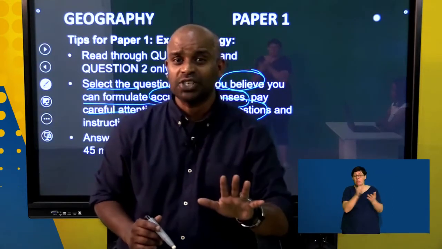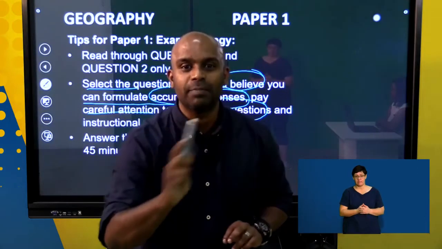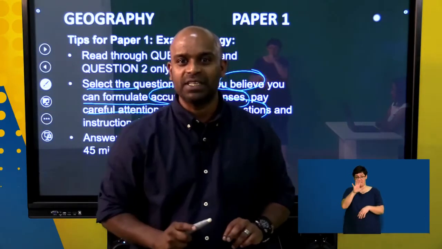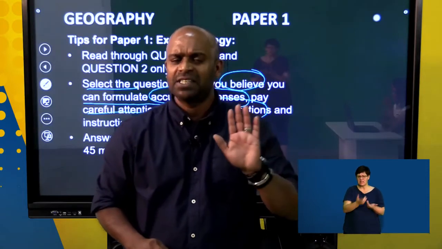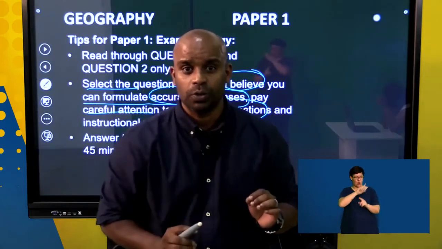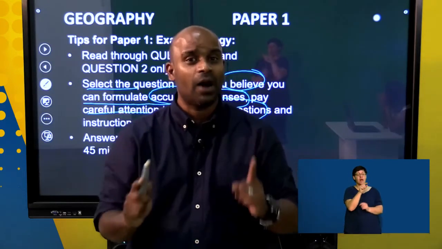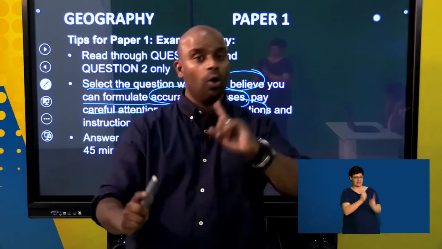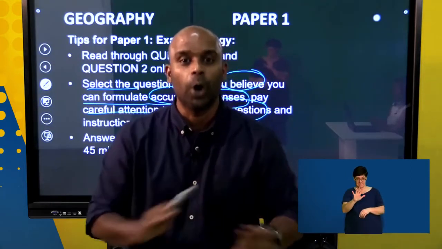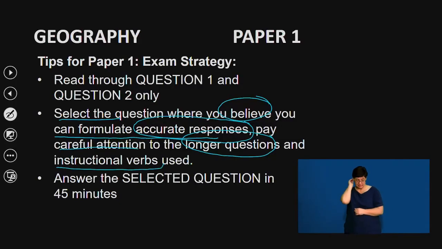So dependent on your selection, you will answer that question in 45 minutes. Only 45 minutes. So what does that mean? I've spent 10 minutes familiarizing myself with question 1 and 2. I've made a selection, and within 45 minutes, I'm now able to answer either 1 or 2, not both. Are we together? And remember now, we're paying attention to the verbs, and those that we understand will enable us to answer the question better.